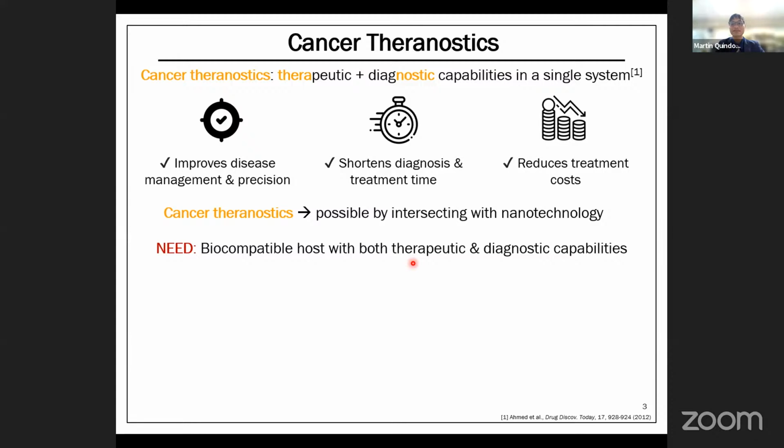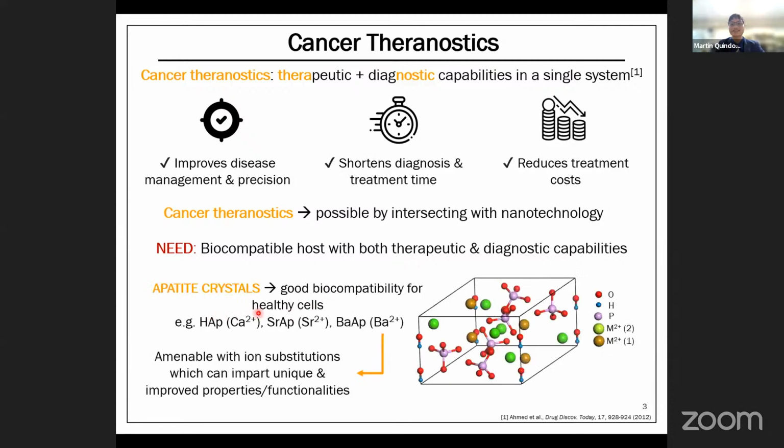So one ideal candidate material for this is apatite crystals, which are known for having good biocompatibility for healthy cells. And what makes HAP or apatite very interesting is that it has a very flexible structure that allows it to be amenable to ion substitution. And these foreign ions that we dope into the HAP lattice can impart it with unique and improved properties or functionalities. So through doping or substitution, we can make a hydroxyapatite with a theranostic function.